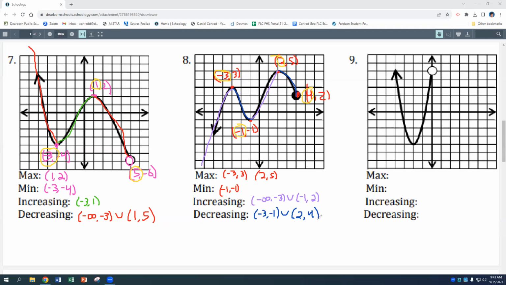So the big takeaway here is we've got to make sure we use the x values when we're writing our intervals. We start all the way to the left at negative infinity. We increase until we hit -3. We decrease from -3 to -1. We increase from -1 to 2. And then we decrease again from 2 to 4.